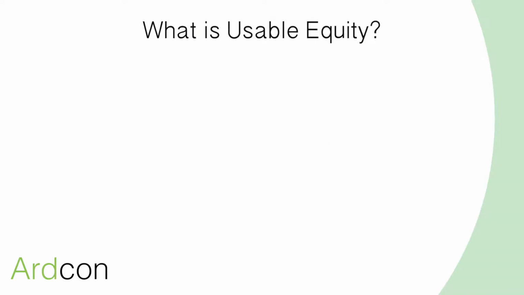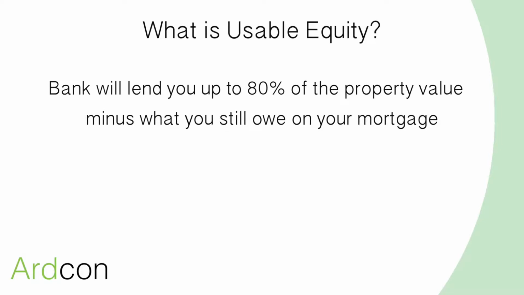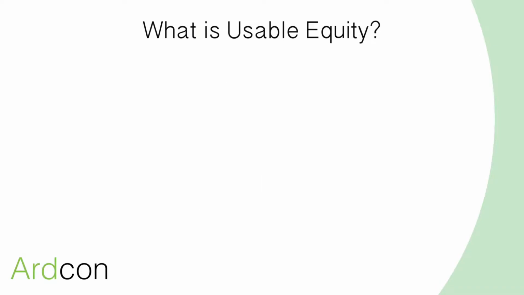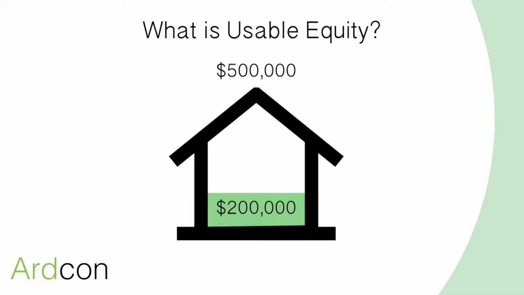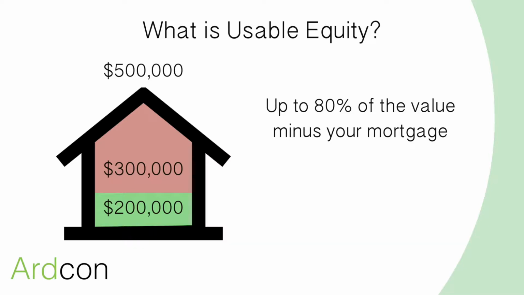Generally speaking, the bank will lend you up to 80% of the value of your property, minus what you still owe on your mortgage. The difference between these two figures is your usable equity. Let's look at this graphically and use the same $500,000 home to keep things simple. So your property is worth $500,000 and your mortgage is $300,000. If the banks are willing to loan you up to 80% of the property value minus your mortgage, then your usable equity is $100,000.